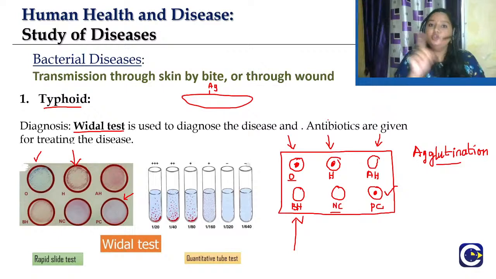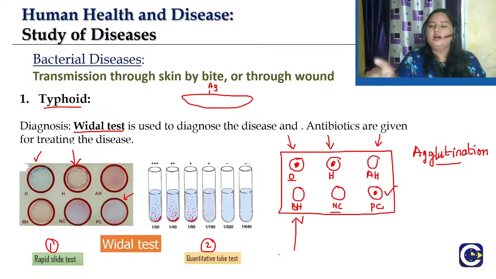Okay, but to know how much he has been infected, we need to do the second test called the quantitative tube test. The first one is the rapid slide test. The second one is the quantitative tube test. Okay, it is very simple.